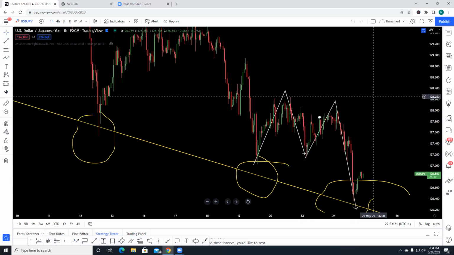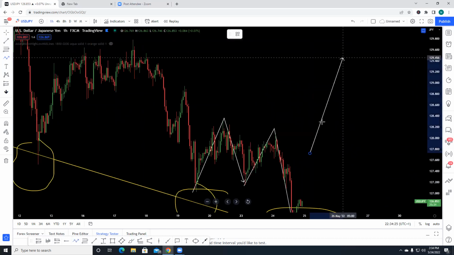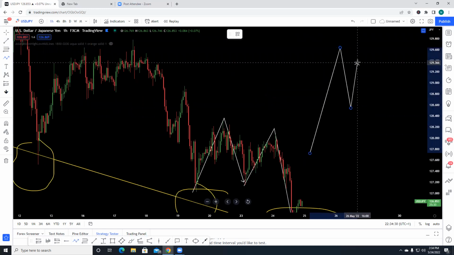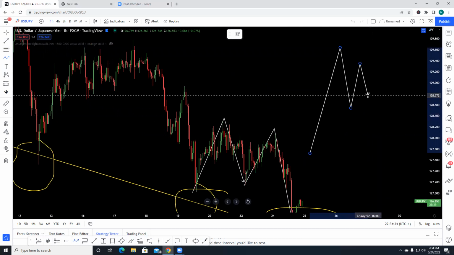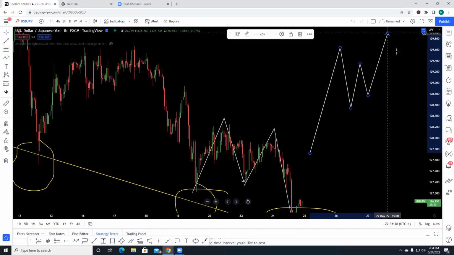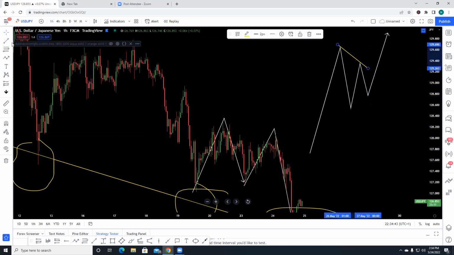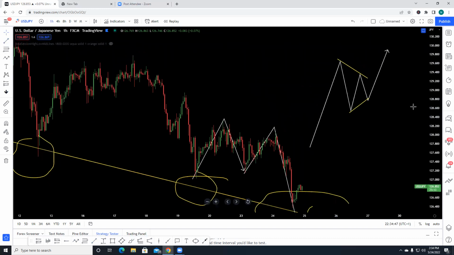So what is the structure of a contracting flat? After you have an impulse, you have a move with wave A, wave B does not get to the start of wave A, and wave C does not get to the end of wave A, and it moves to the upside. This is a contracting flat, guys, for a bullish market.